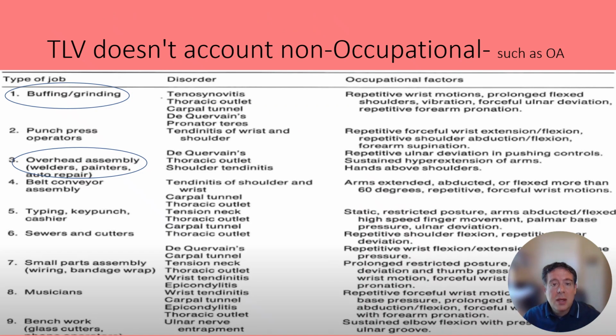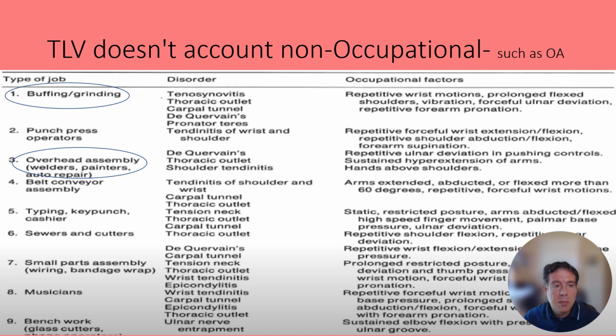An important consideration with these TLVs is that they are just for the workplace. This is not for non-occupational factors. Think of pregnancy, arthritis, obesity, all kinds of different factors that can affect the hand. It's not made for that. It's just made for occupational use, like this top one.